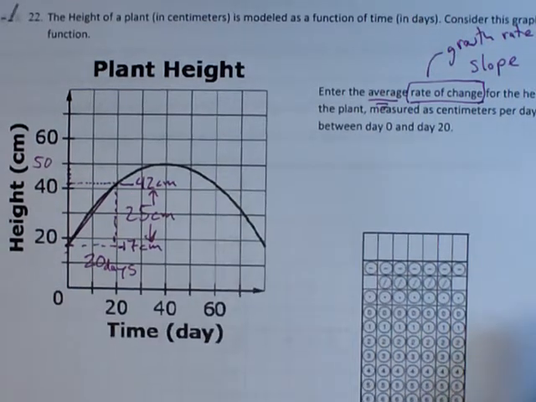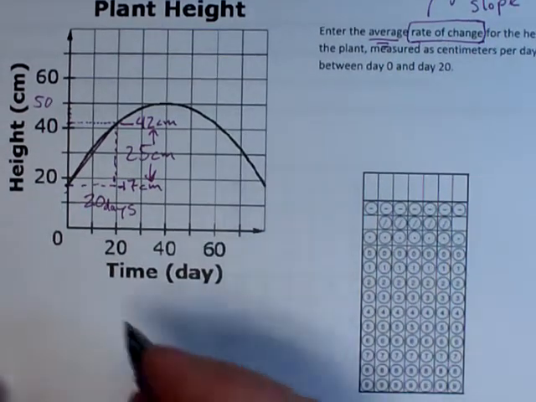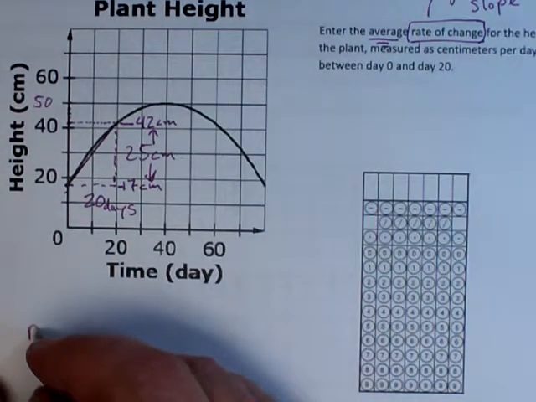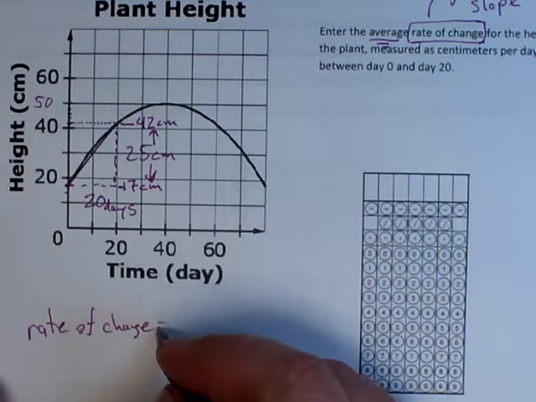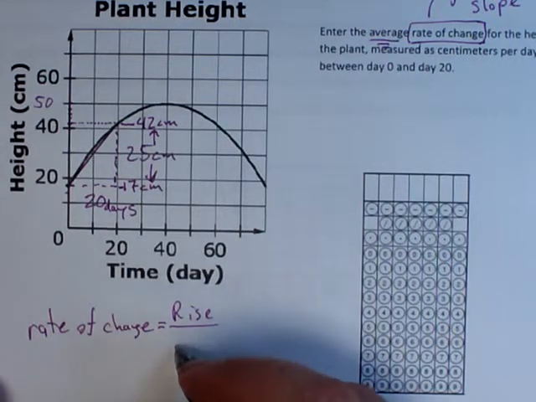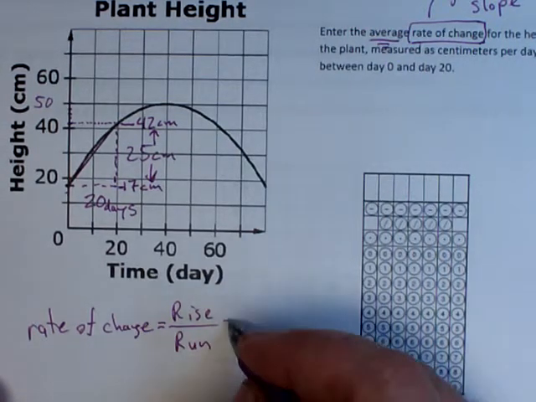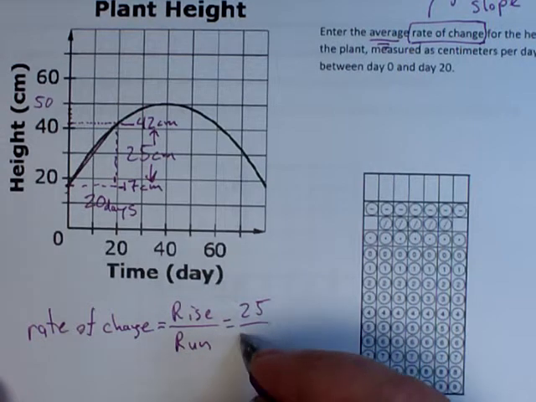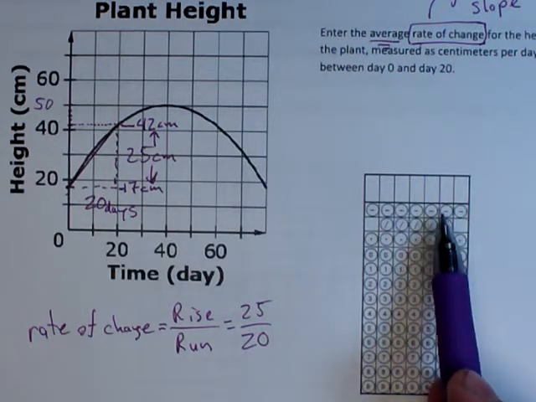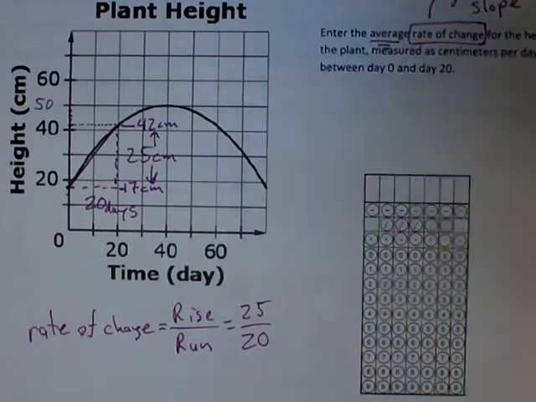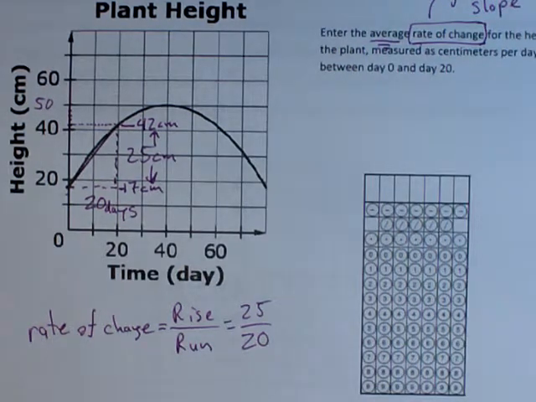So the average rate of change, rise over run, is equal to 25 over 20. I could put this in as a fraction in my grid. I could put it in as a decimal. I'm going to say that as centimeters per day.